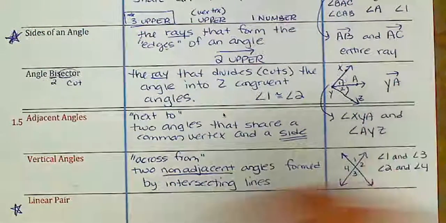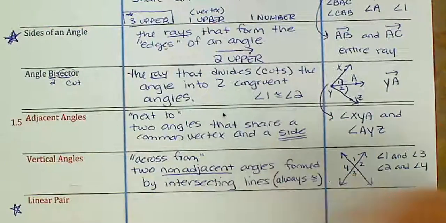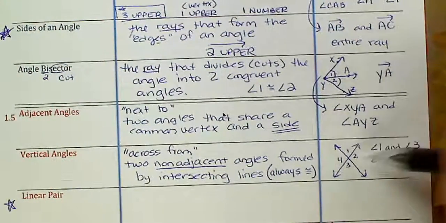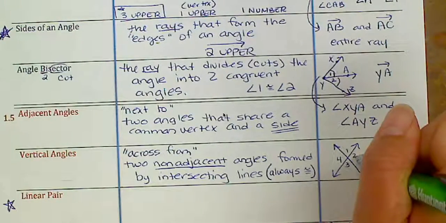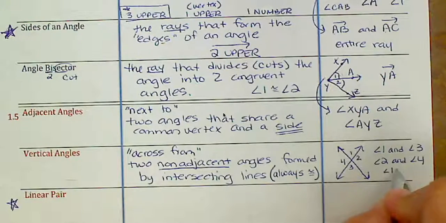The other thing we know about vertical angles is that they're always congruent. So that means if angle 1 is 80 degrees, then angle 3 has to be 80 degrees. And if angle 2 is 100 degrees, then angle 4 has to be 100 degrees. So they are also going to be congruent. Angle 1 is congruent to angle 3.